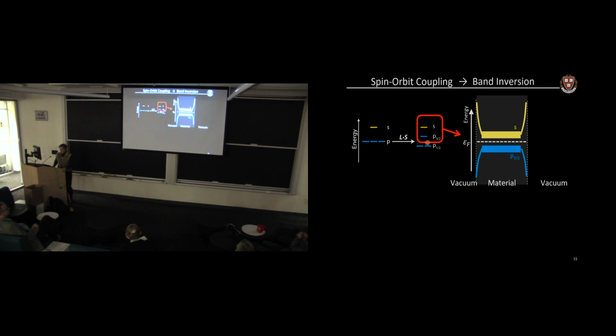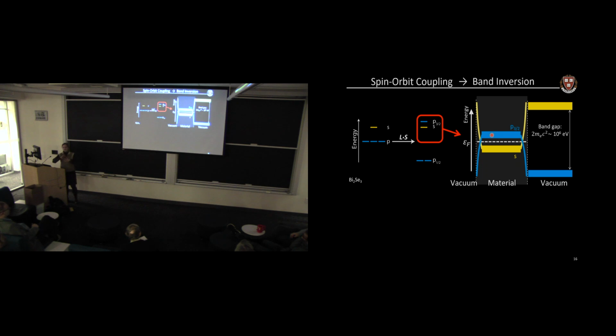If I increase it enough, that p orbital is going to pop above the s orbital. And so now what's happened inside the material is that the bands have inverted, whereas the outside has not changed. The outside of the material is still in a topologically trivial state, whereas inside the material, there's a topological twist in the bands of the material.